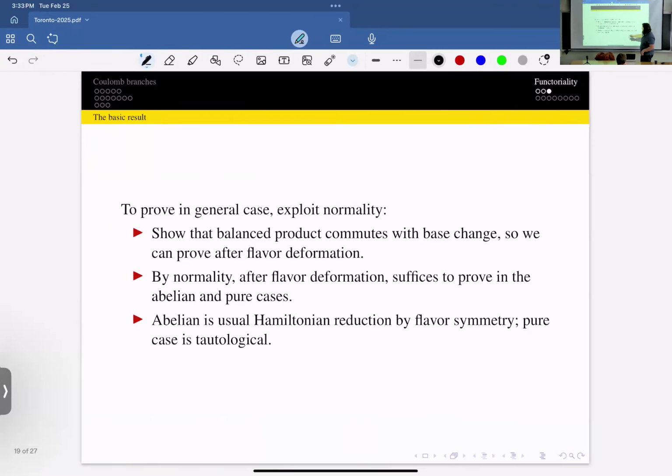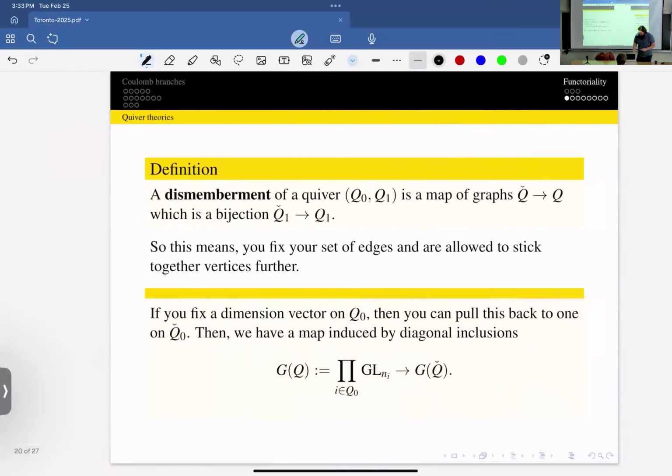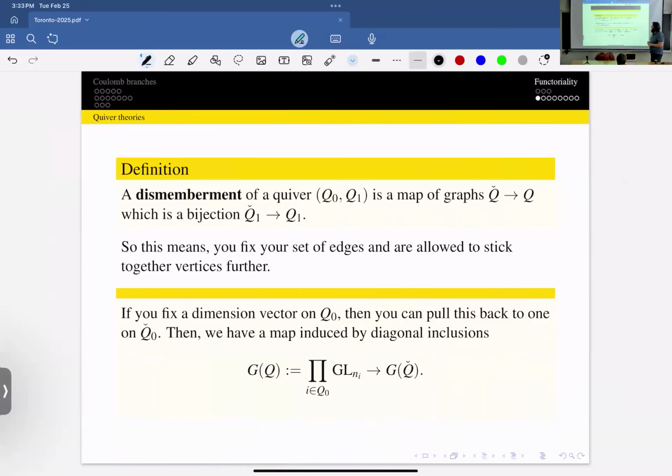So as I say, I think the hardest part of this is actually making sure that balanced product commutes with base change. So I'll update you when I'm a little more certain that's true.